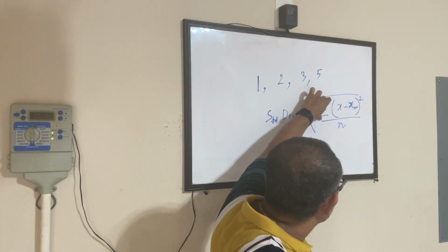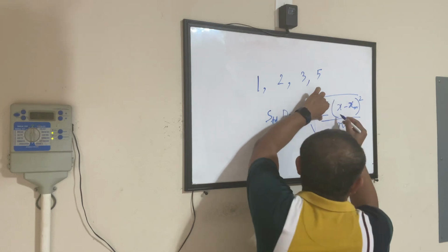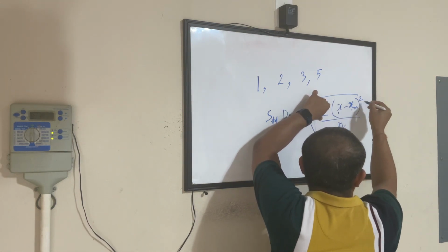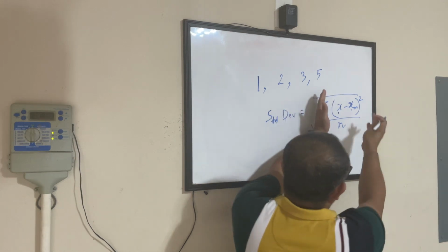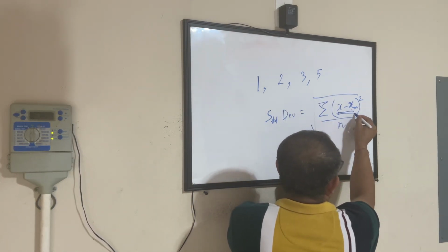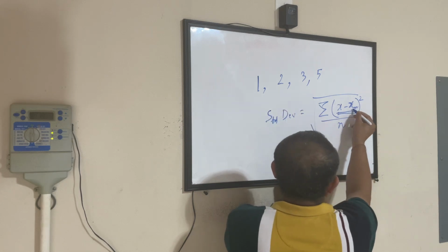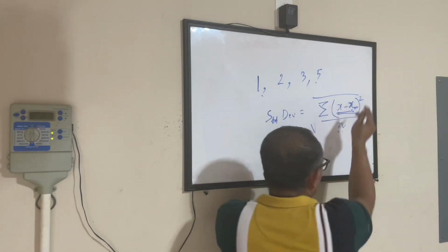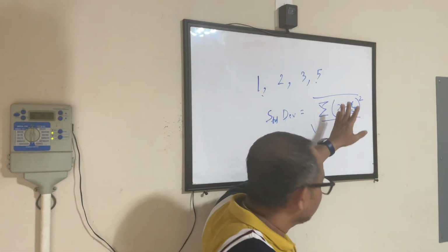Okay, this represents the sum. What does it mean? Every element minus the mean, squared. So the sum of the squared differences of every number against the mean, divided by the number of data elements, and the square root of that.